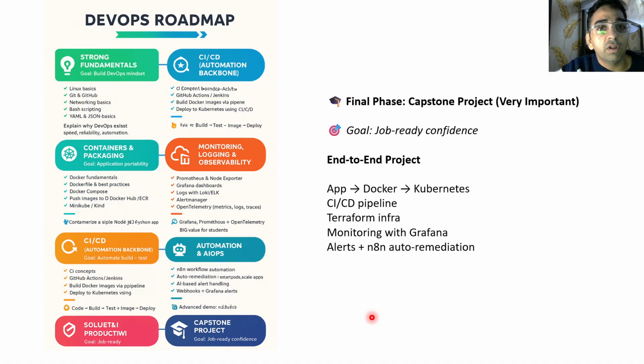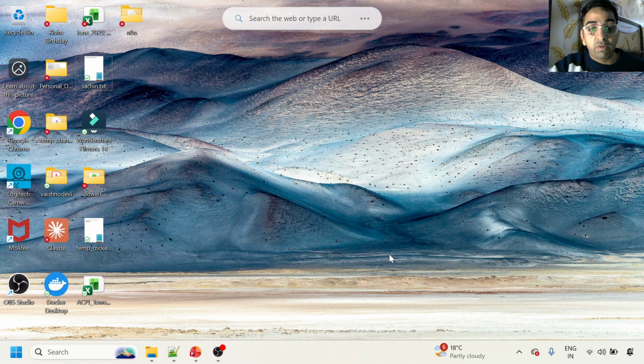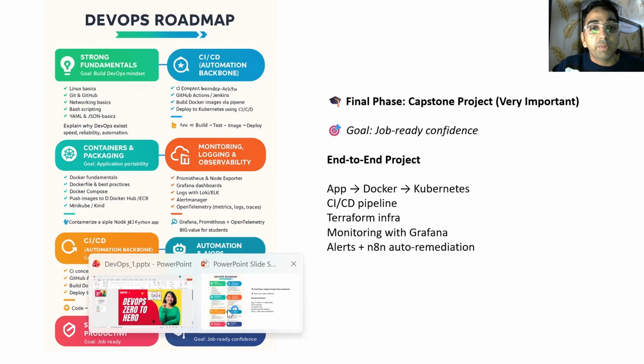Now, what is the roadmap that we will be following in this complete boot camp? It's a 30-day course. You'll learn at least the basics of DevOps quickly, and at the end, we'll try to do a project so that you are job ready, or project ready. Okay, so this is the roadmap that I'm talking about.